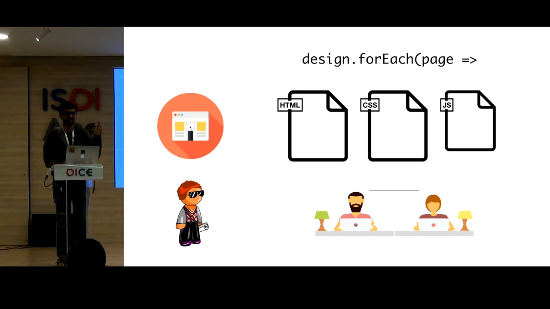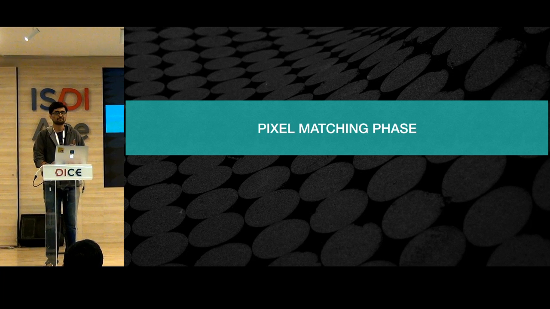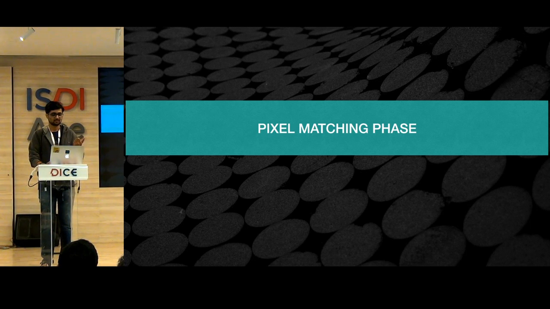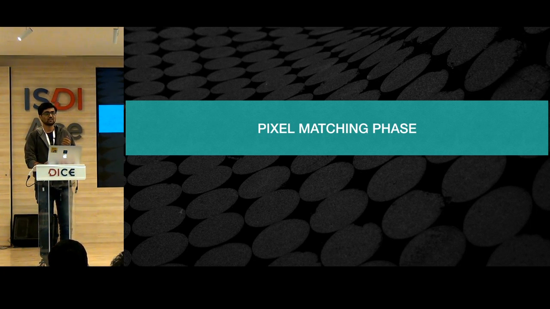So once the deliverable is done, what happens next? There is this pixel matching phase. What is this all about? The designers and developers sit together and literally measure the font pixel values, color exposure, and what not. How many of you hate this?